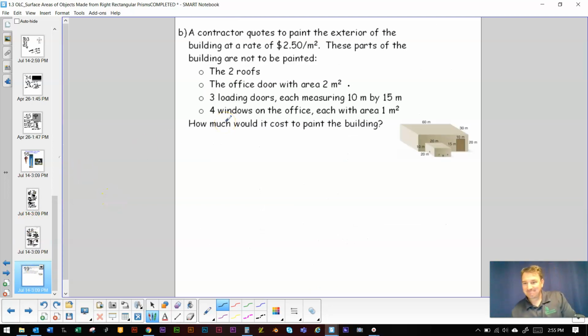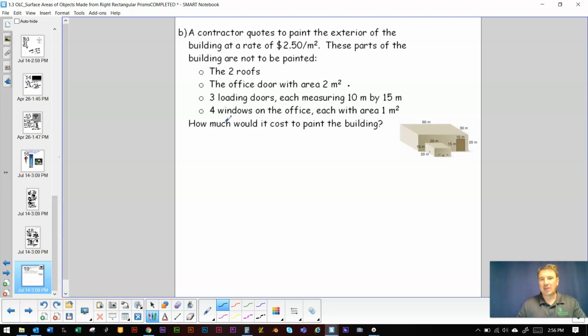Now we got to go a little further. Because now we got to actually do something. This is real life. So we've got to actually paint these buildings. And they've given us some information about the painter. So a contractor quotes $2.50 per meter squared. So for every meter squared of space, of surface area we have to paint on this building, and they're going to charge us $2.50.